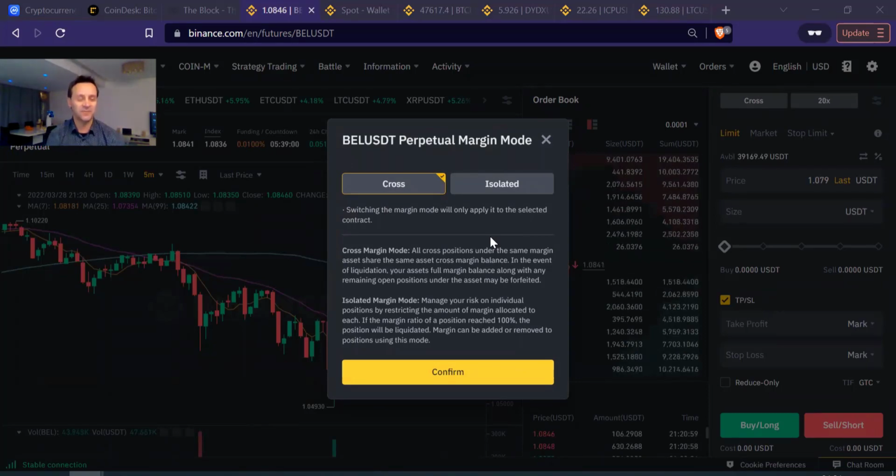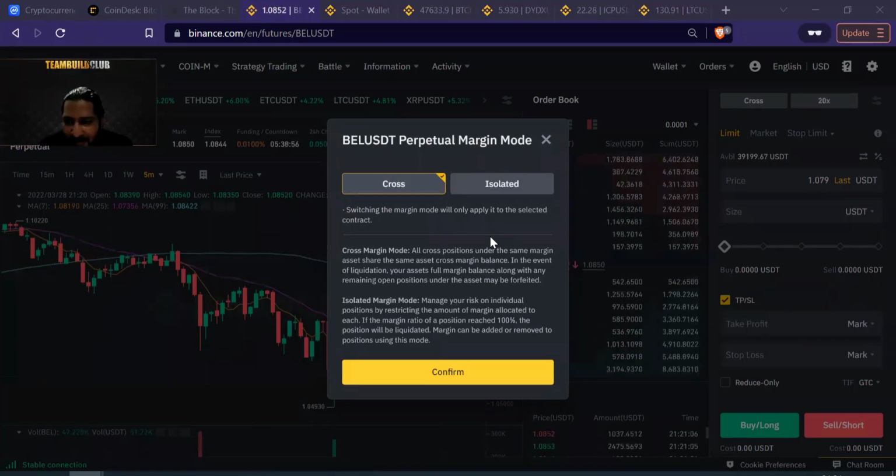So for cross, what is the advantage? Okay, so when it comes to cross, let's say we have $1,000 in our account and we open a trade, for example, this BELL, which is right now at 1.0850. We are going to open at 1.079. And let's say it starts dropping, going to like 1.01. And when the market is dropping, BELL is dropping, it's going to show minus in our account because we've entered this trade at 1.079.